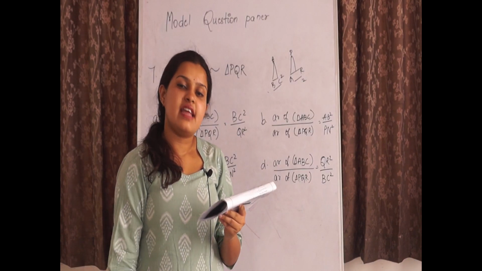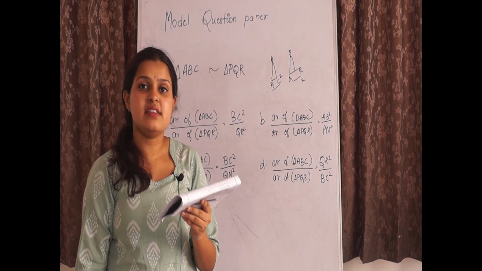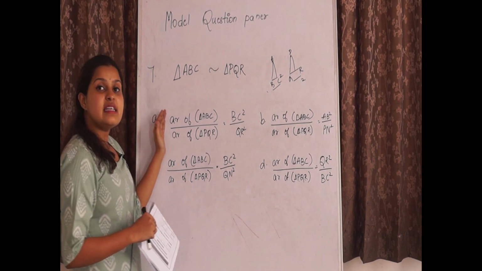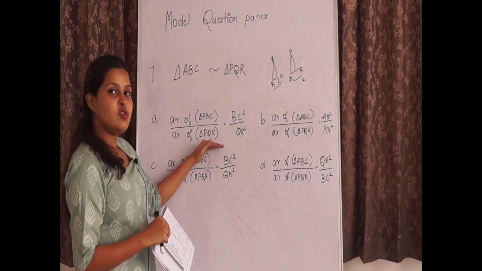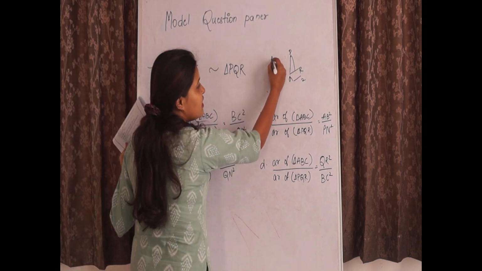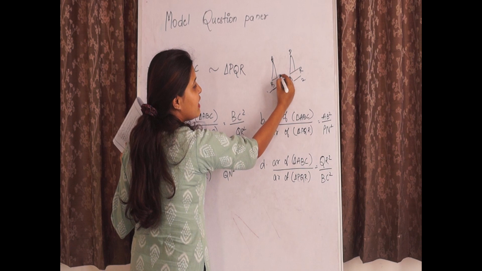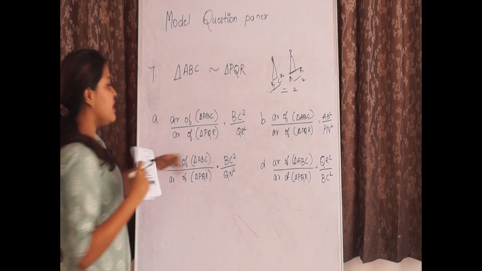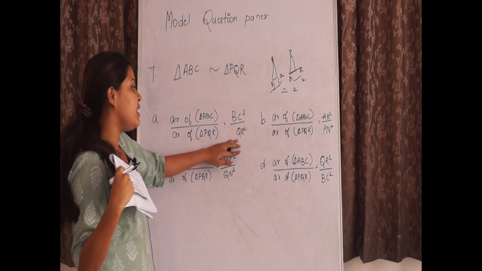If triangle ABC is similar to triangle PQR, then the correct relation among the following is, this is the right option, that is area of triangle ABC by area of triangle PQR is equal to BC square by QR square. How? That is triangle ABC and triangle PQR. If BC square is equal to QR square, then it will be triangle ABC divided by triangle PQR is equal to BC square by QR square.